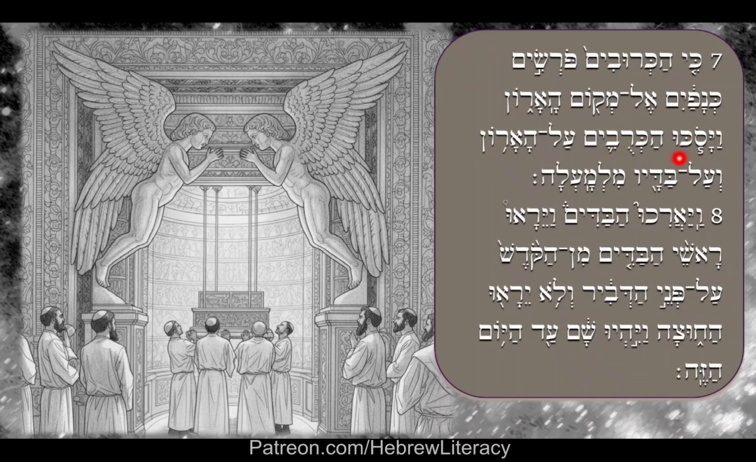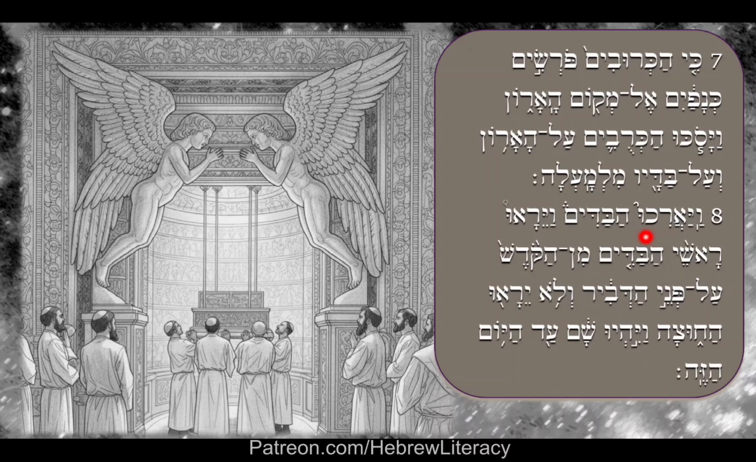Vayasoku, and they protected or restricted access, hakeruvim, the cherubs, ve'al, over, ha'aron, the ark, ve'al, and over, badav, the poles, like the poles they would carry it with, milma'ala, from above, like upwards. Verse 8.